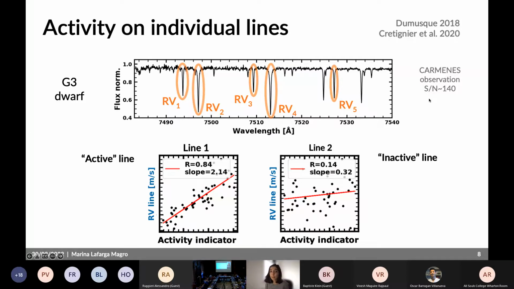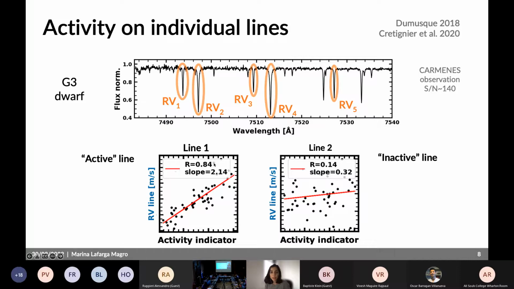The main idea behind this approach is that you take your spectrum, and instead of computing a CCF over the whole spectral range or a template matching over the whole spectral range, you select your absorption lines, that's where your radial velocity information is, and compute a radial velocity for each of these lines. Then with this radial velocity time series, you go line by line and look if there's a correlation between the radial velocity of the lines and an activity indicator. I have two examples here.